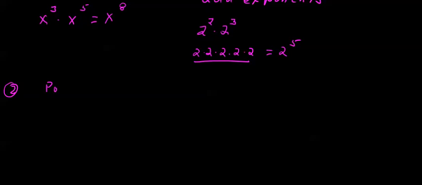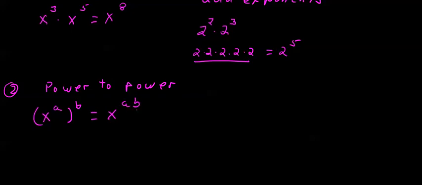Power to a power. If we have x to the a raised to the b power, it's equal to x to the ab. We multiply the exponents. So if I have x to the third raised to the second power, it's x to the 3 times 2, or x to the sixth. Again, this is easy to see.